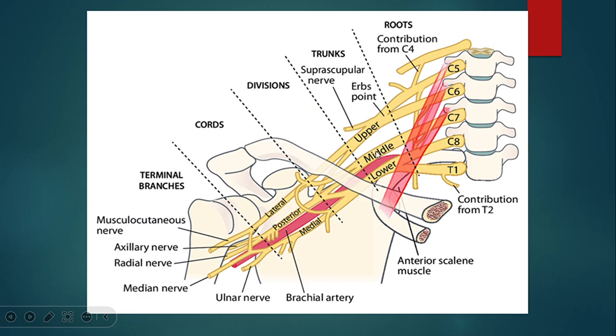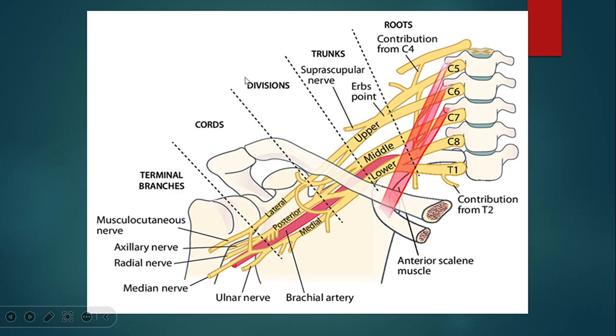And then the middle trunk here is formed by only one cervical, which is cervical number 7, as you can see. And then finally you have the lower trunk, which is formed by the fusion of 2, which is cervical number 8 and thoracic number 1, which forms the lower trunk.